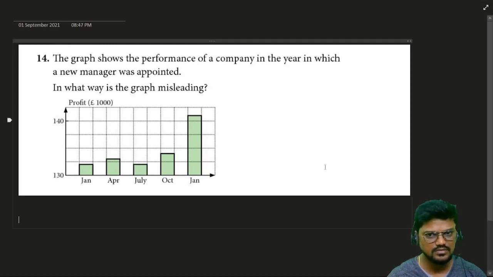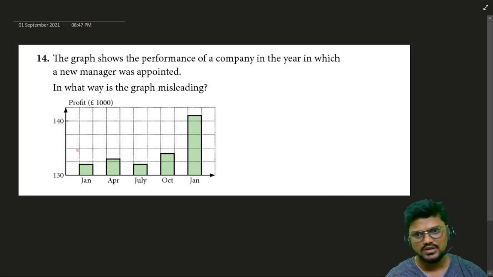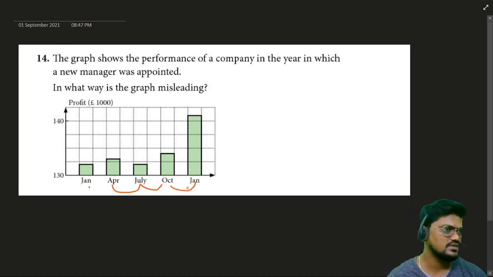Sir, I think the answer should be disproportional month gaps because they have taken profit as the thing. Let me check the answer key also. Wait. Jan, Feb, March, April, May, June, July, August, September, October, November, December, January. That's right. The gaps are fine. Sir, there is a 3 month gap.